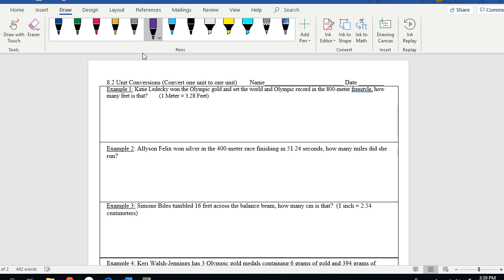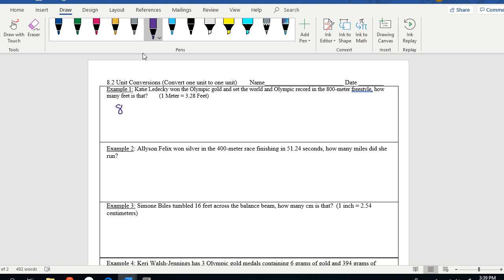We're going to get some practice right now on how to convert one unit item at a time. You'll understand what I mean, because right now I'm going to focus on meters. So we're going to start with: Katie won the Olympic gold and set the world and Olympic record in the 800 meter freestyle. How many feet is that? Now, we're going to have to take 800 meters and turn it into feet.